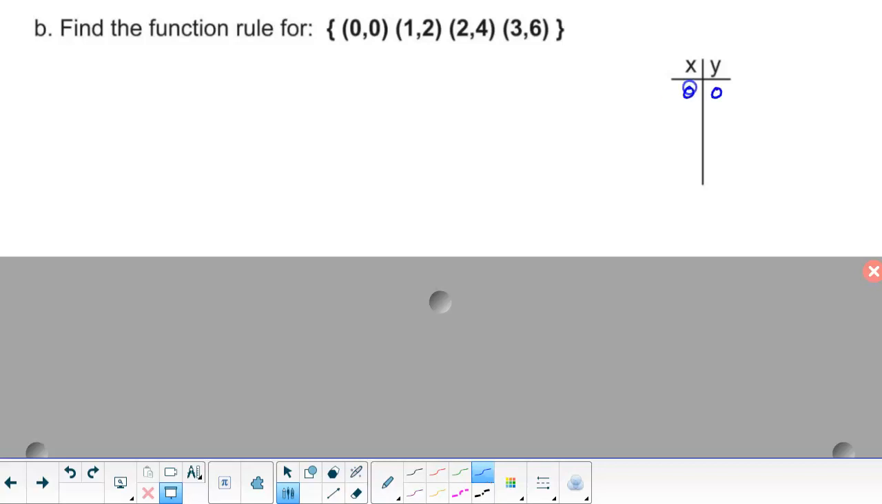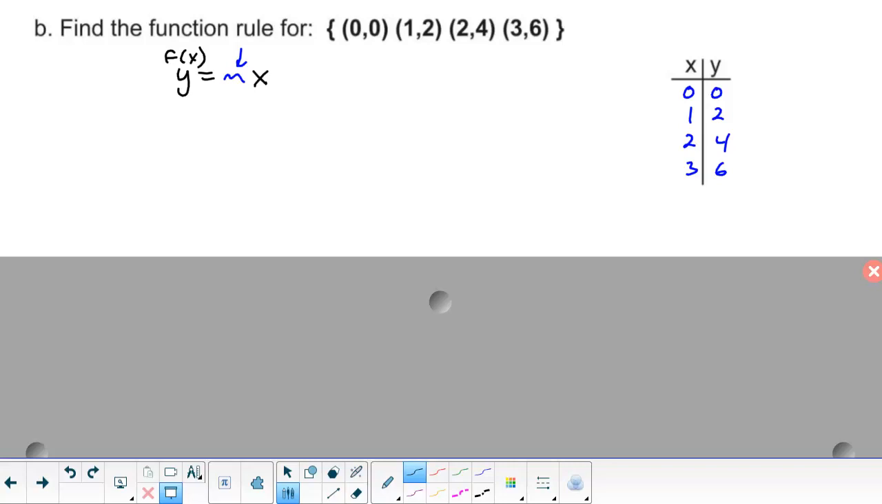We have the point (0, 0). We have the point (1, 2). We have the point (2, 4). And we have the point (3, 6). So remember, here's our template. y = mx. And all we need to be able to find the function rule is to find the value of m. And technically, again, for y, I should put f(x) in its place, right? f(x) = mx, right?